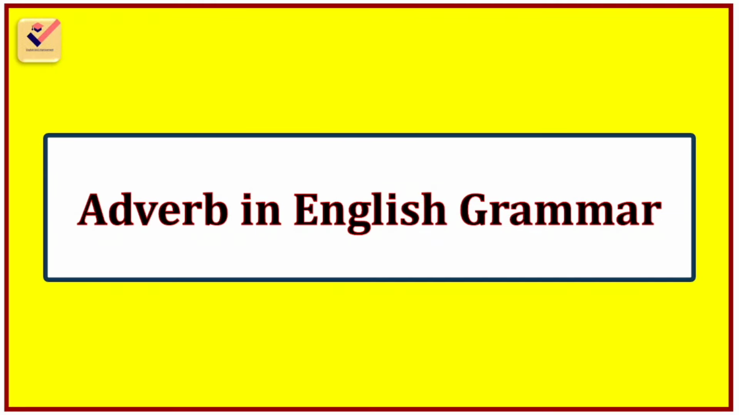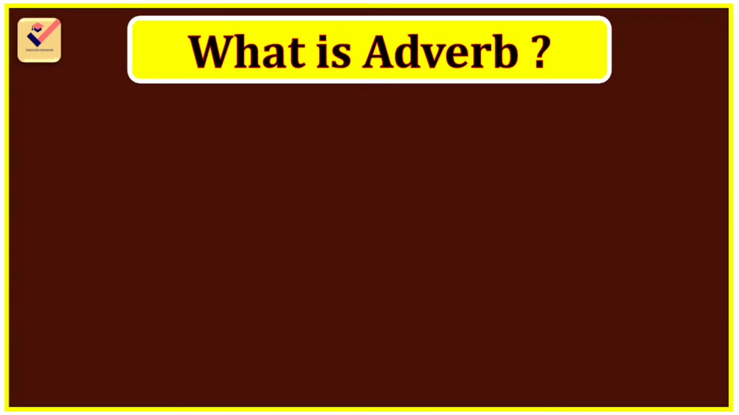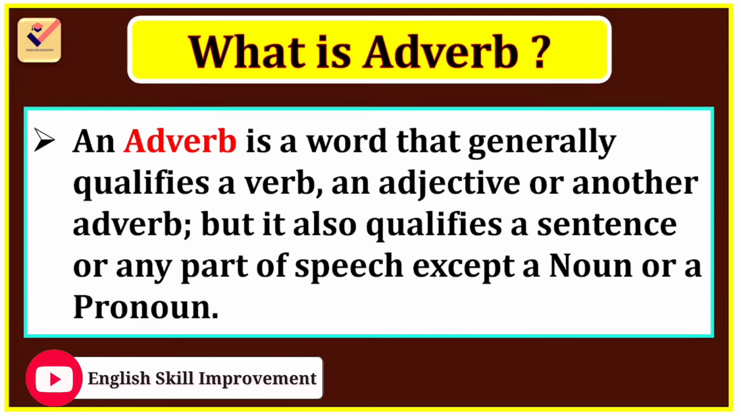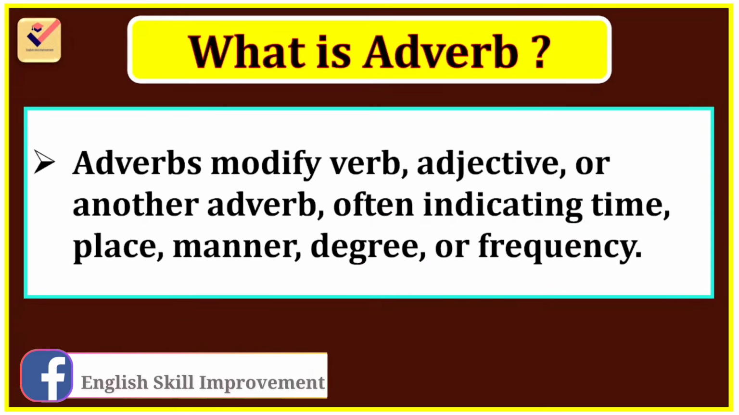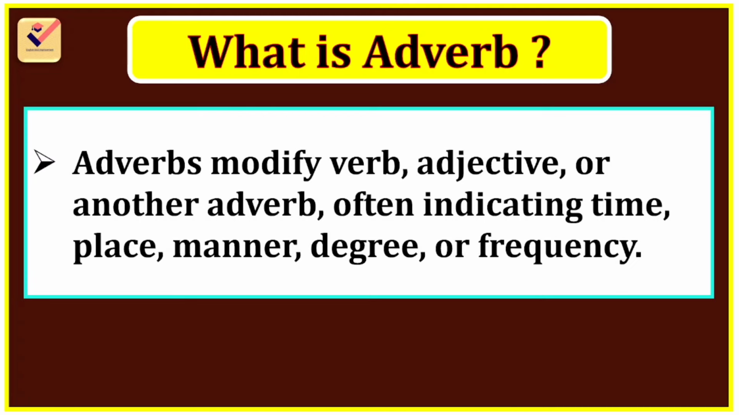Adverb in English grammar. What is adverb? An adverb is a word that generally qualifies a verb, an adjective, or another adverb, but it also qualifies a sentence or any part of speech except a noun or a pronoun. Adverbs modify verb, adjective, or another adverb, often indicating time, place, manner, degree, or frequency.